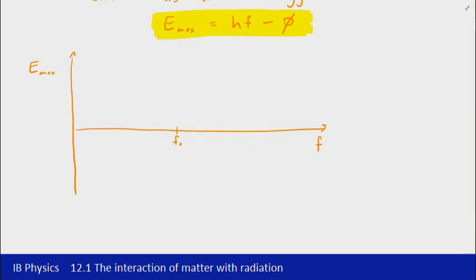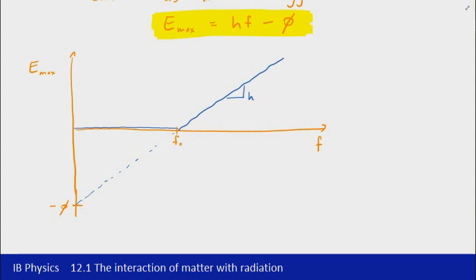Let me just change colour to make it a little bit more obvious. So for this metal, below that threshold frequency, the maximum kinetic energy is going to be 0 because there are no electrons that will be emitted. Above that, there is a linear relationship given by E equals hf minus phi. So the gradient there is going to be h, Planck's constant. If we project that line back through to the vertical axis, that value there would be negative phi.